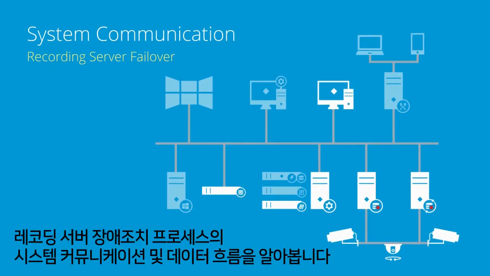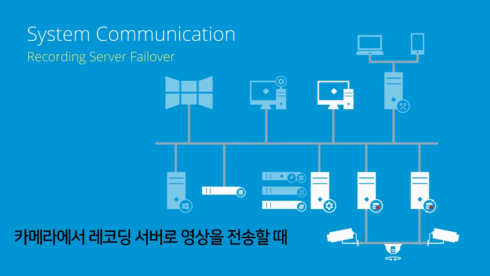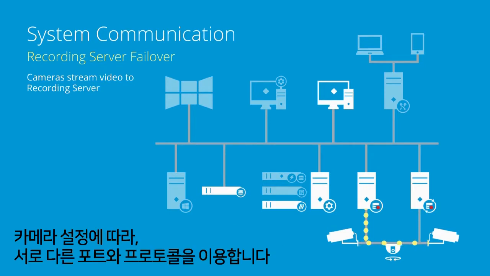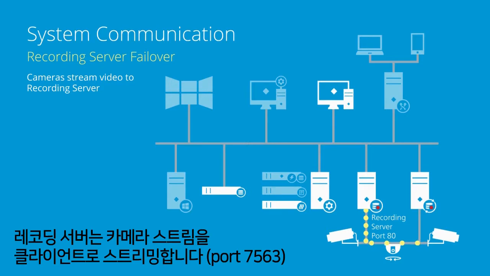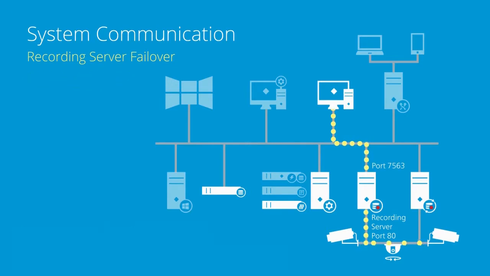Let's view the system communication and data flow for a recording server failover. First, the camera streams video to the recording server using different ports and protocols depending on the camera settings. The recording server then streams video to clients on port 7563.